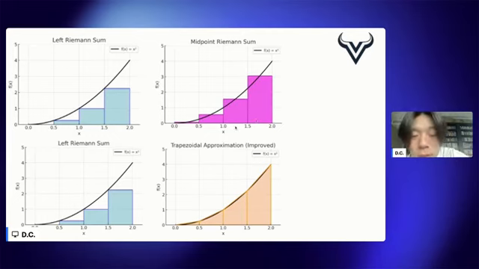And then the midpoint: we're assuming everywhere in the given interval, the value is the one at the middle. So from 0.0 to 0.5, we take 0.25 as the value, and from 0.5 to 1.0, we take 0.75 as the value. So we always take the middle value for this.